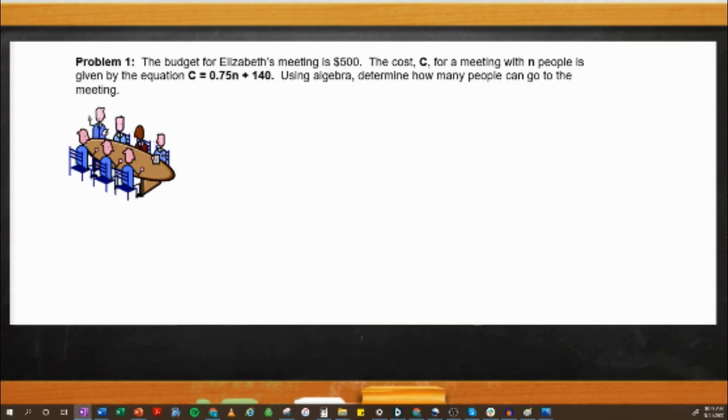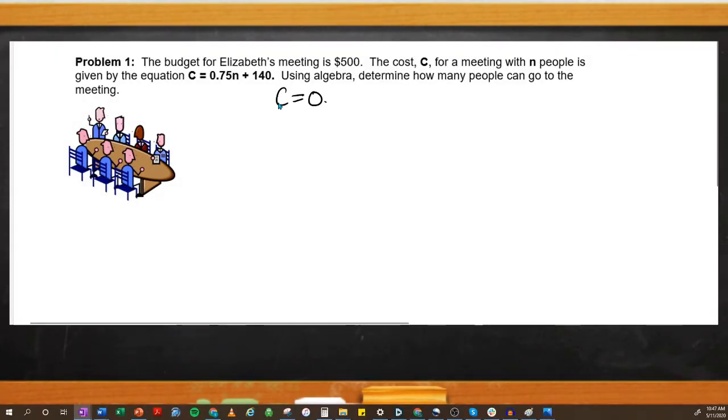To solve, I'll write the equation. C equals 0.75n plus 140. I'll then substitute in for C 500 because 500 is the maximum cost that Elizabeth can afford. I now have in front of me a basic two-step equation.